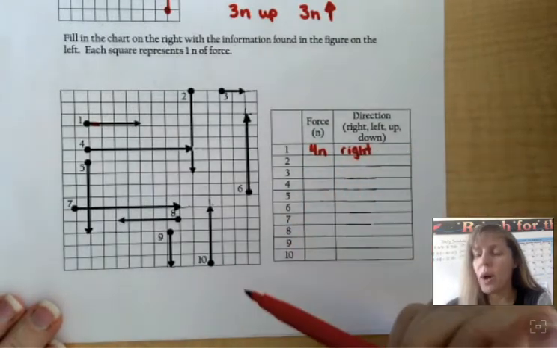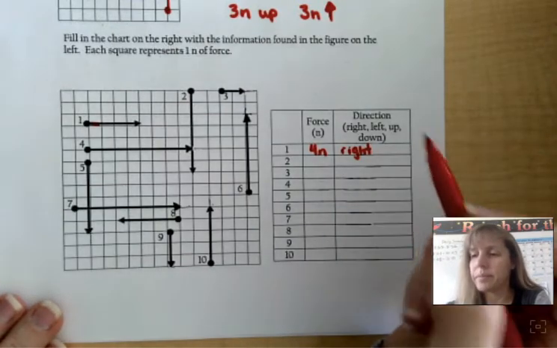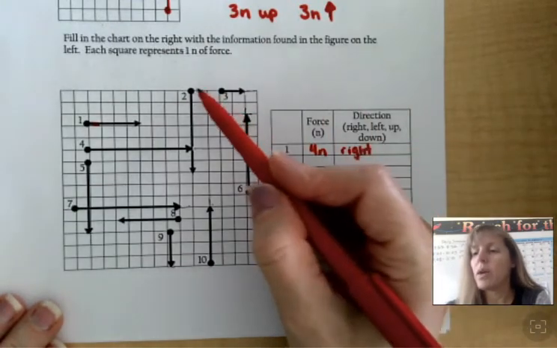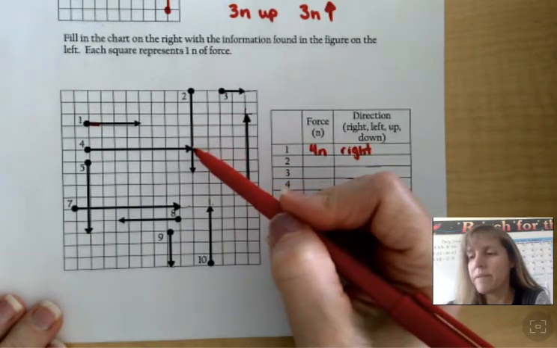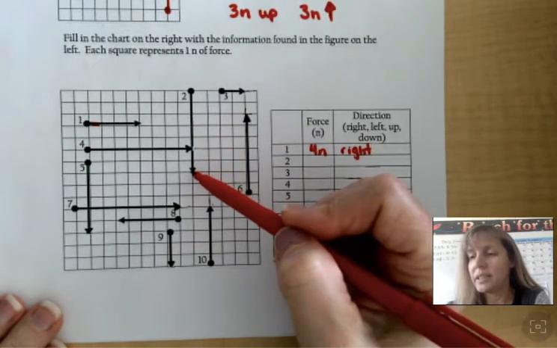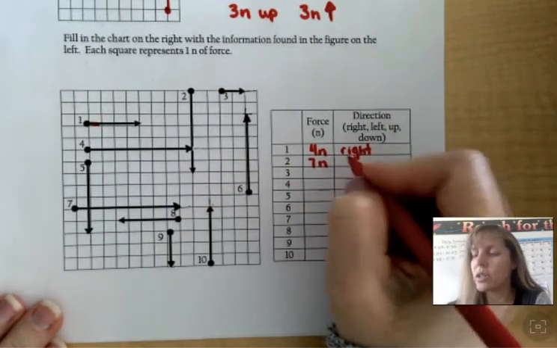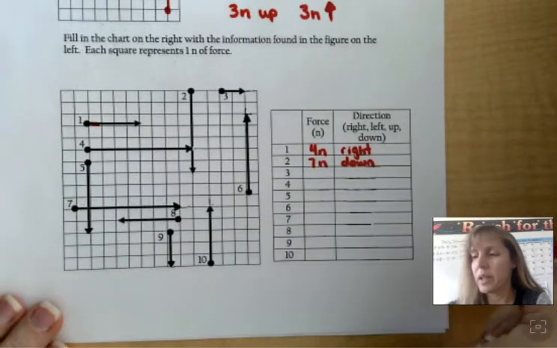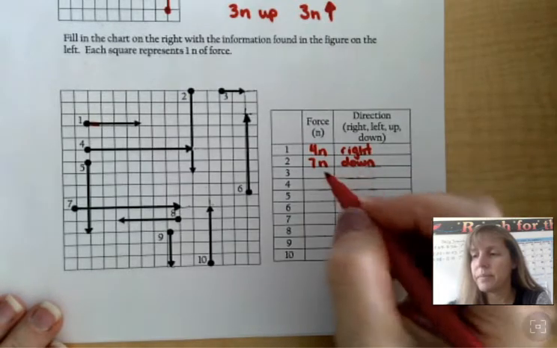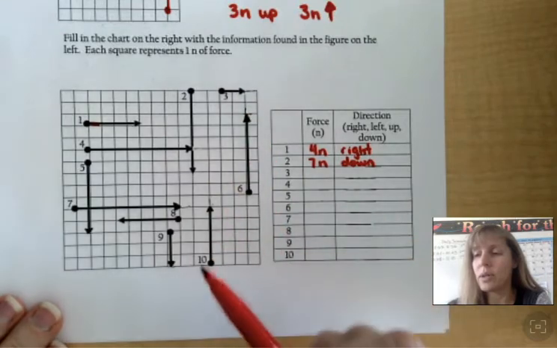Okay, go ahead and do number 2, and we'll see if you can get that one right. 1, 2, 3, 4, 5, 6, 7 newtons. And which direction is it going? Down. Okay, try number 3. Did you get 2 newtons to the right? 1, 2, to the right?